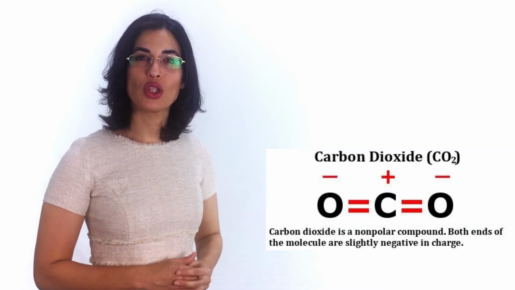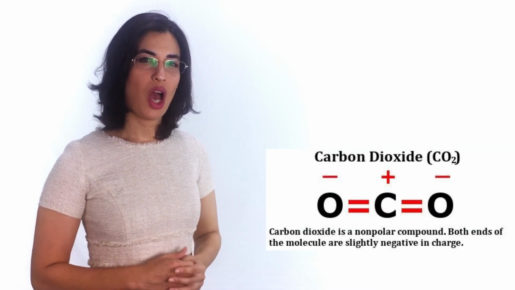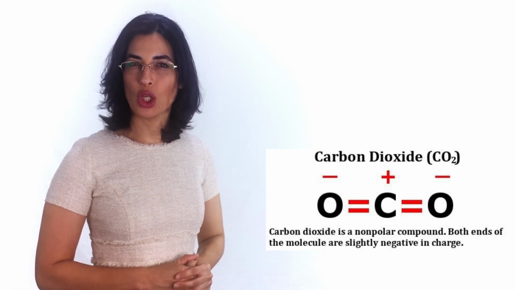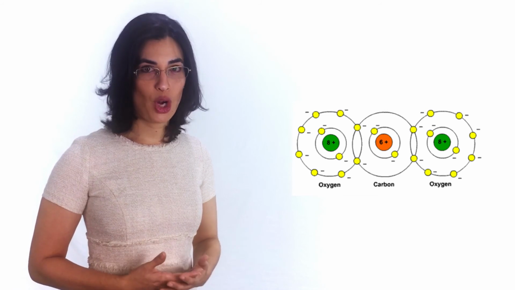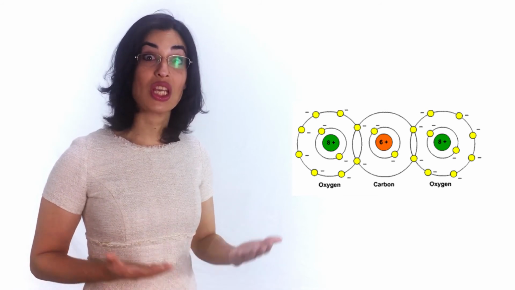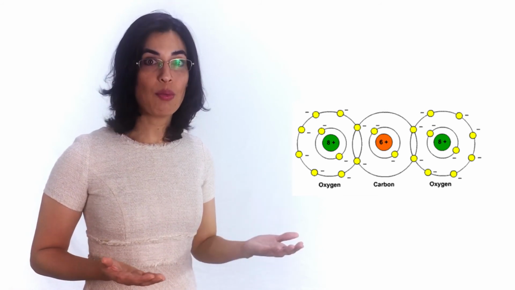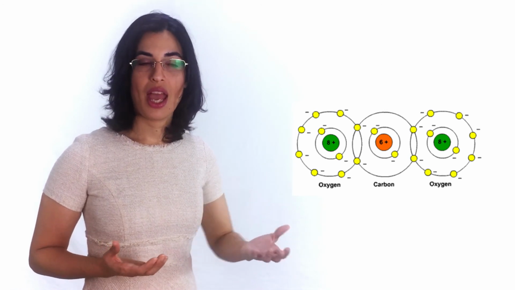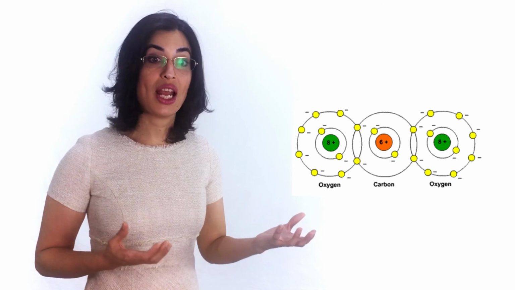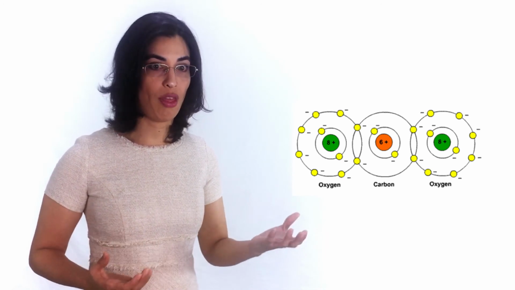Now let's talk about nonpolar molecules. Why is the carbon dioxide molecule nonpolar? Atoms of a nonpolar molecule share the valence electrons equally. The carbon and oxygen atoms share the valence electrons equally. Neither atom pulls on the electrons more strongly than the other.